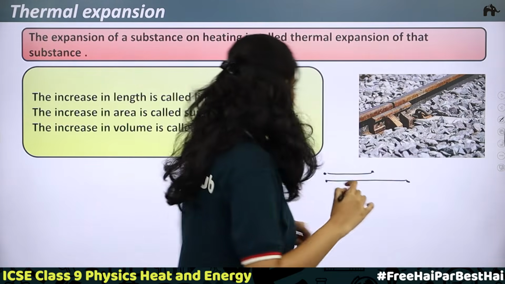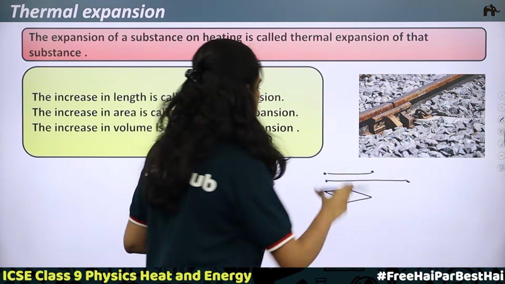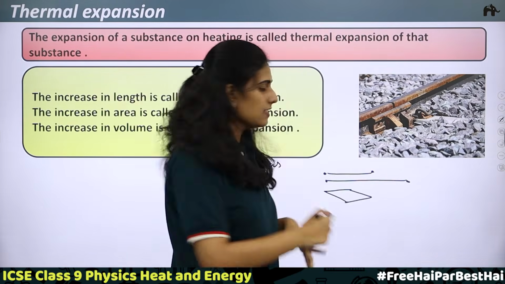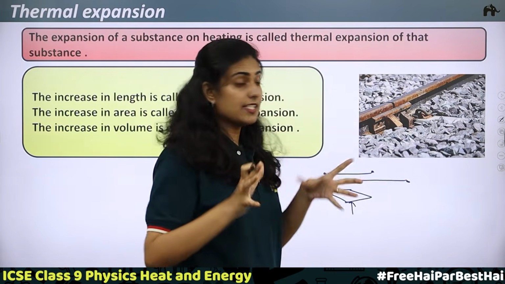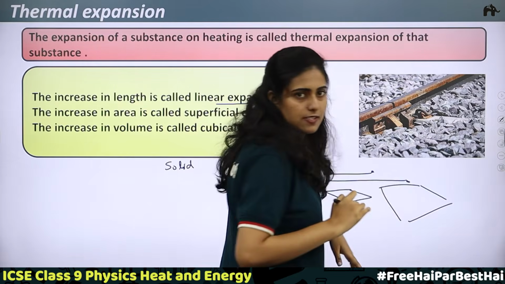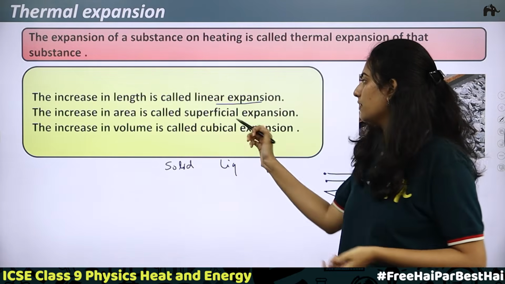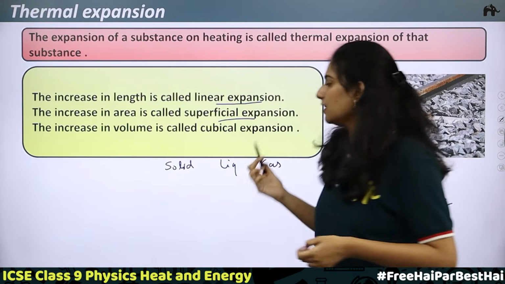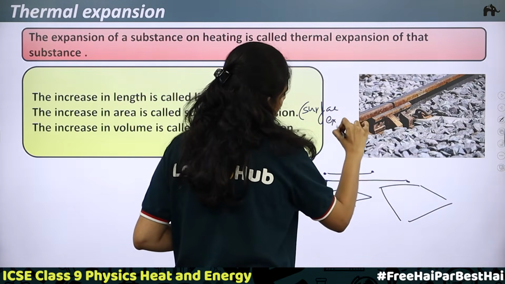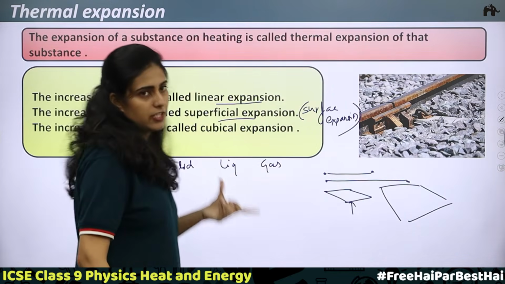Okay, so when you take a rectangular or a square shaped plate, providing some heat, what happens is it is expanding. Let's say it's expanding in all directions, which means its length and breadth both increase. So the area is increasing, surface area is increasing. This type of expansion is called superficial expansion. Another name is surface expansion. Okay. So, linear expansion, surface expansion.